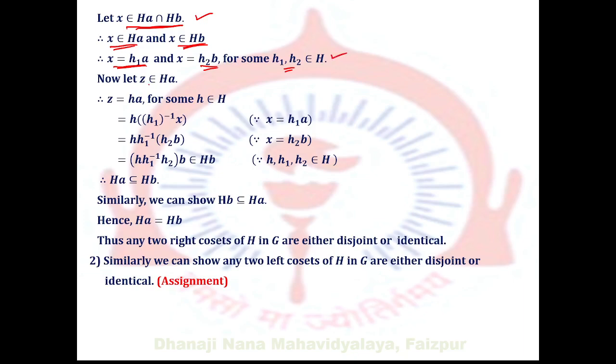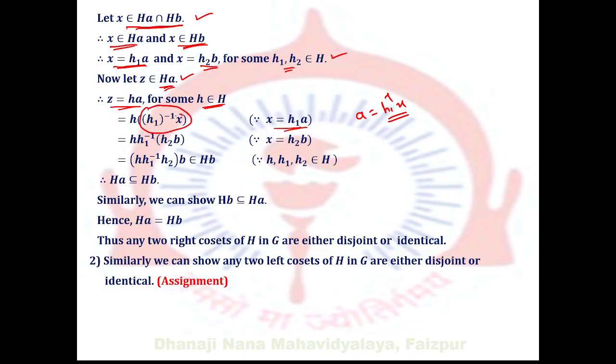Now let z belongs to HA be another element. So z belongs to HA is another element. We write z is equal to h into A for some h belongs to capital H. Now we write this A, as we know that x is equal to h1 into A. So from that we get value of A is equal to h1 inverse into x. So A is equal to h1 inverse x. So we put here, but x is equal to again h2 B.